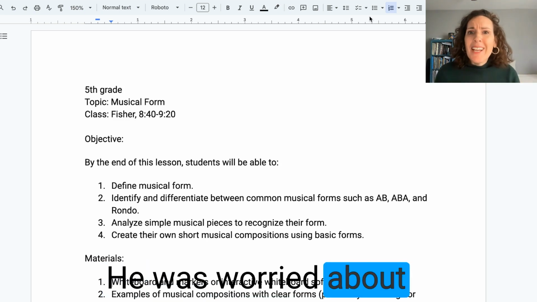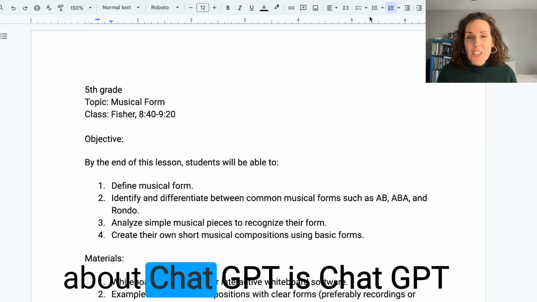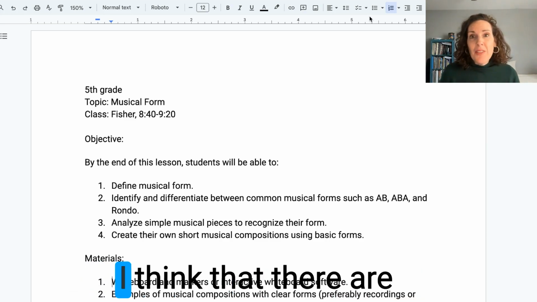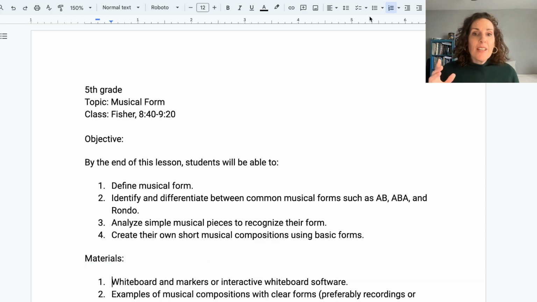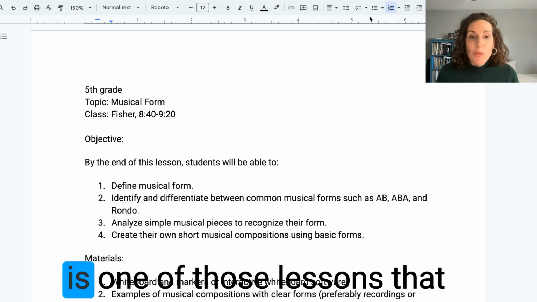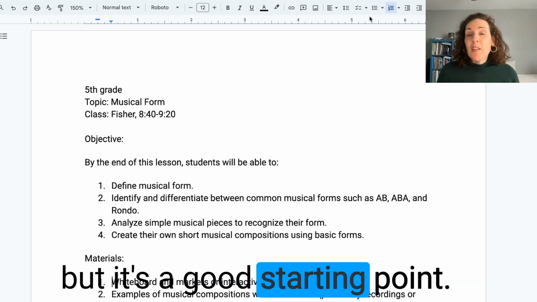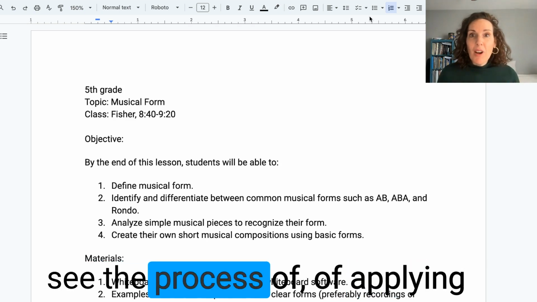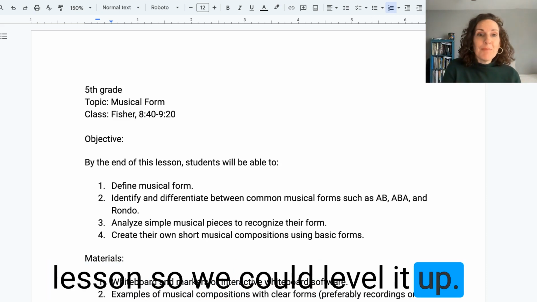He was worried about sharing that with me, but I guess all I just want to say about ChatGPT is ChatGPT is not this terrible thing. I think that there are wonderful things that ChatGPT can be used for. I don't know actually if this is one of those lessons that he created with ChatGPT, but it's a good starting point. So let's walk through this together so you can kind of see the process of applying an equity-minded lens to a lesson so we can level it up.